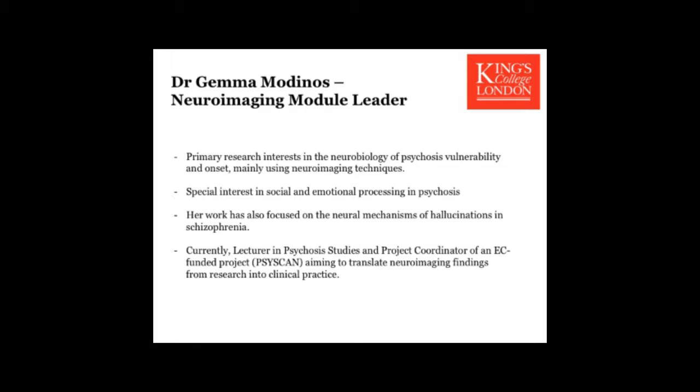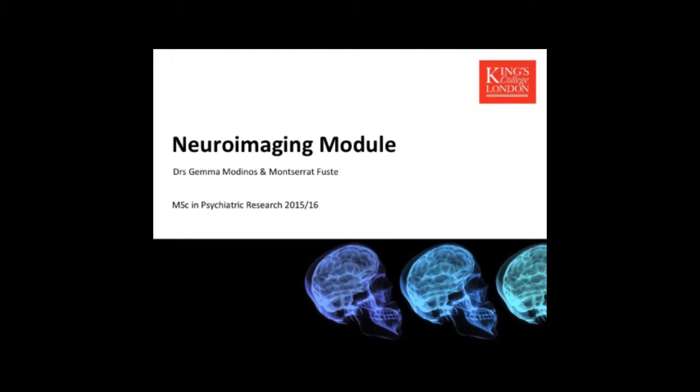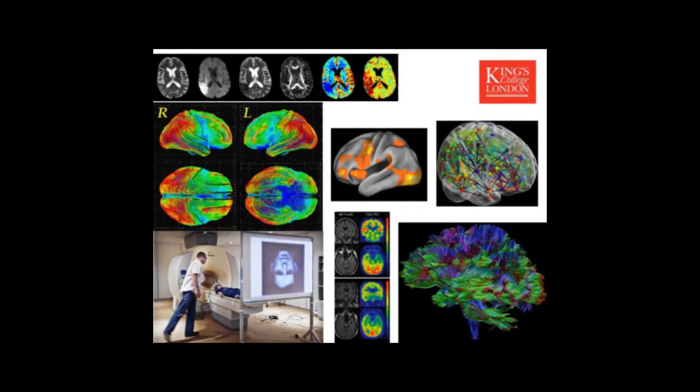Thanks for calling in. So I'm just going to give you a brief overview of what we cover in the neuroimaging module. As Siobhan said, this is one of the optional modules, and I lead it together with Dr. Montserrat Fuster. It's the 2 of us. And well, as you can see here, we can produce very beautiful pictures with neuroimaging. And neuroimaging involves all sorts of techniques. So we can look at the structure of the brain, we can look at the function of the brain, we can look at metabolism, neurochemistry, and we can also look at the connectivity of white matter fibers.